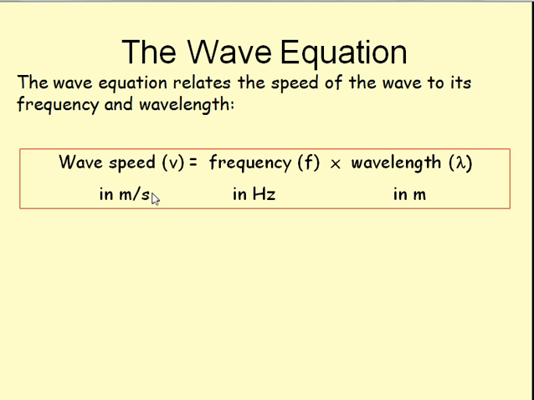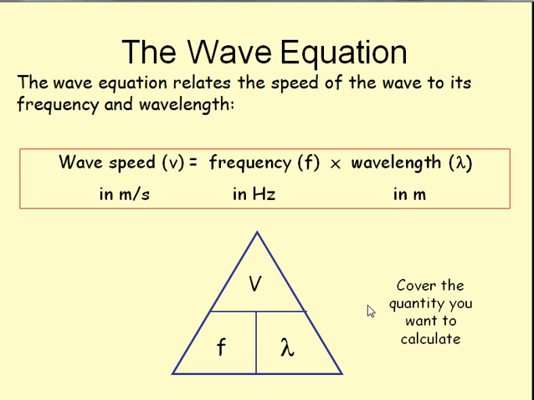Some units: velocity is in meters per second, frequency is in hertz, or 1 over seconds, and wavelength in meters. Here's a convenient little equation triangle. You cover the quantity you want to calculate. If you want to calculate wavelength, given velocity and frequency, you cover it up and you see you have v over f. If you want v, it's f times lambda, and if you want f, it's v over lambda.